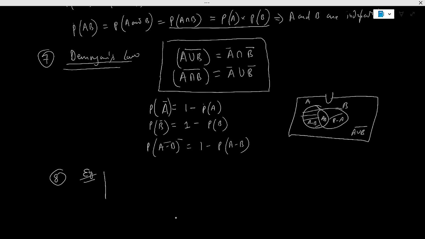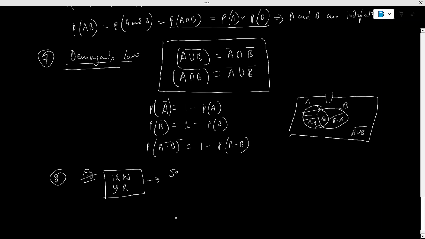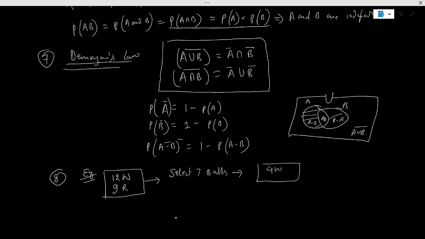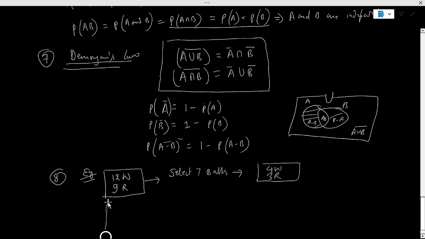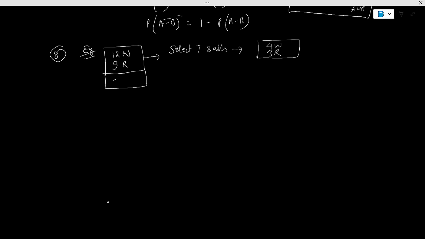Now let us see an example. A container contains 21 identical balls, and 12 are white and 9 are red. If we select 7 balls, what is the probability of getting 4 white and 3 red balls? We know that there are 21 identical balls in total, and we need to select 7 balls to find the probability of getting 4 white and 3 red balls. We'll use the concept of combination in order to solve this, and let us begin.